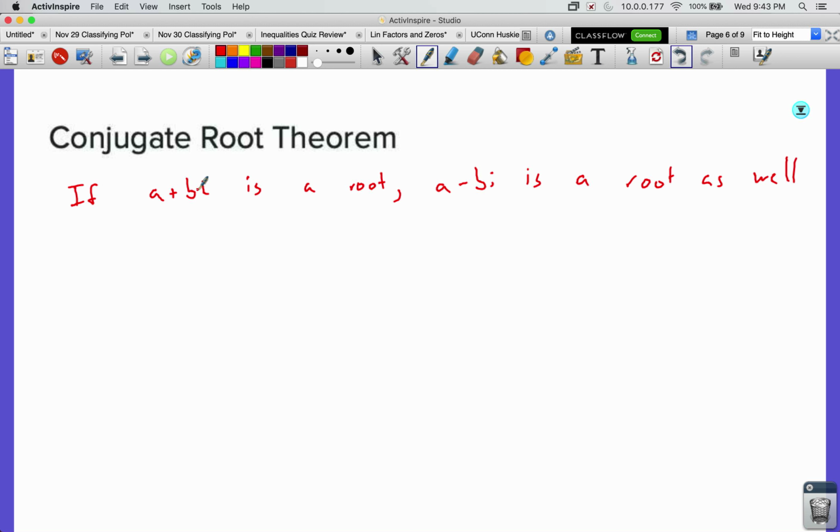All right, this works for just irrational solutions as well. If we have a plus the square root of b, that implies a minus the square root of b as well. And you don't have to have an a value. If you just have bi, that implies -bi. And if you just have square root of b, that implies negative root b.